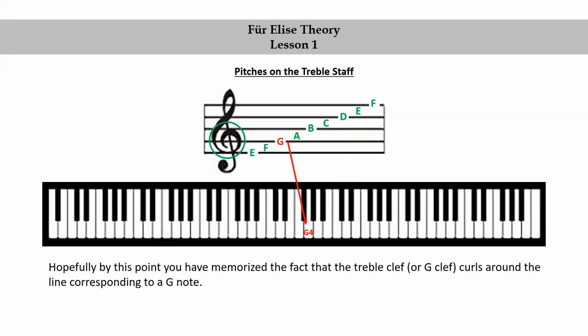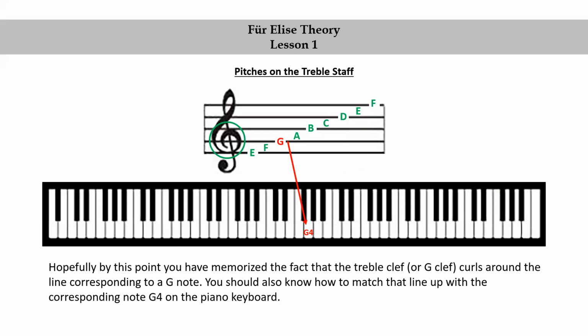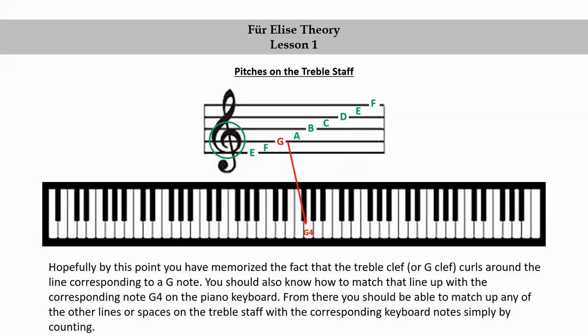Hopefully, by this point, you have memorized the fact that the treble clef, or G clef, curls around the line corresponding to a G note. We've discussed this many times at this point. You should also know how to match that line up with the corresponding note G4 on the piano keyboard, as shown in this picture. From there, you should be able to match up any of the other lines or spaces on the treble staff with the corresponding keyboard notes simply by counting, as we just did previously.